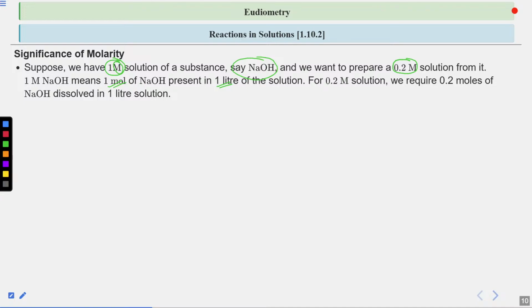So these two things are important. You must try to understand the definition rather than learning it. Okay, so again, I am repeating it. If I say that I have a solution whose molarity is 1, then it means that 1 mole of the solute is present in 1 liter of the solution, or 1 mole of the NaOH is present in 1 liter of the solution. Similarly, if I am saying that I have a solution whose molarity is 0.2, then it means that we have 0.2 moles of NaOH dissolved in 1 liter of water.